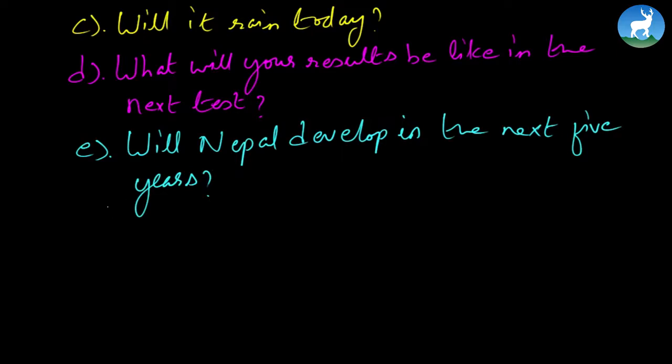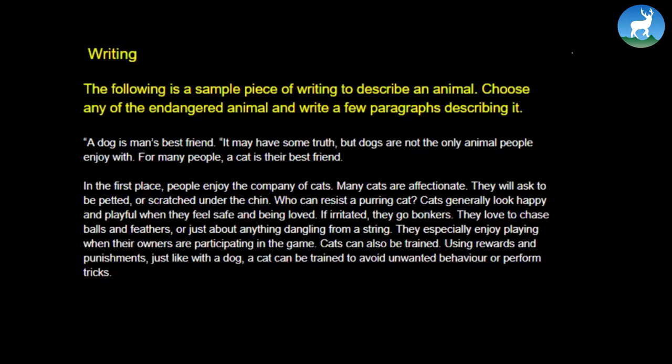So this also you can do in your classroom. You can provide certainly, definitely, probably, or definitely not answers to these questions. Before you start, you can also discuss with your friends and come up with a concrete answer. Okay, let's move further. Now, let's read this passage. The following is a simple piece of writing to describe an animal. Choose any of the endangered animals and write a few paragraphs describing it. You may need to do a bit of research. Let's read how this passage goes.